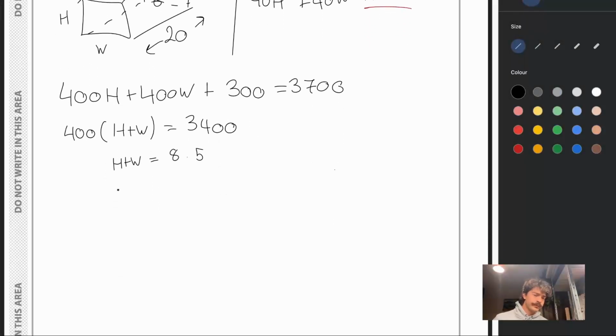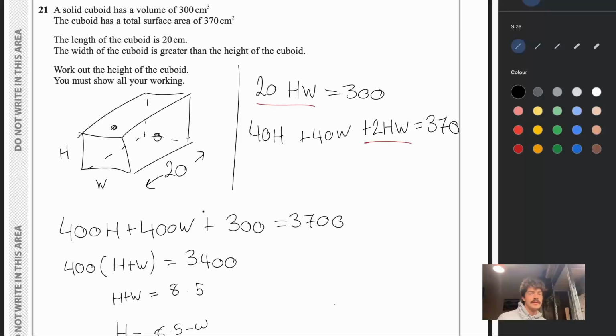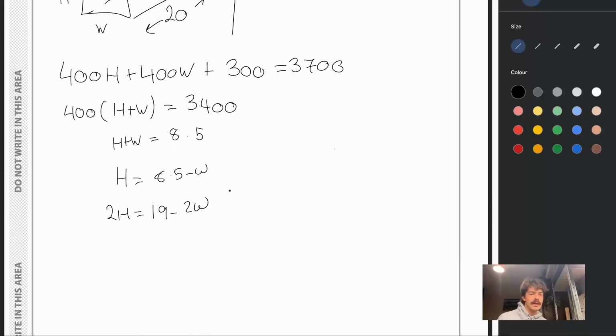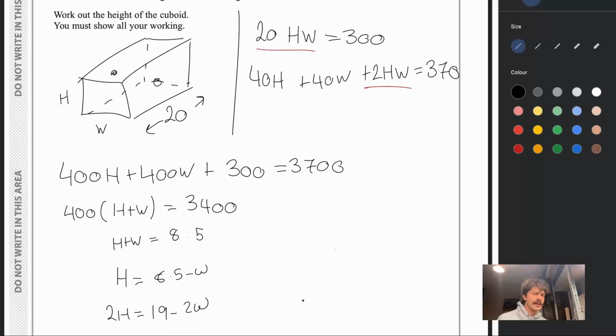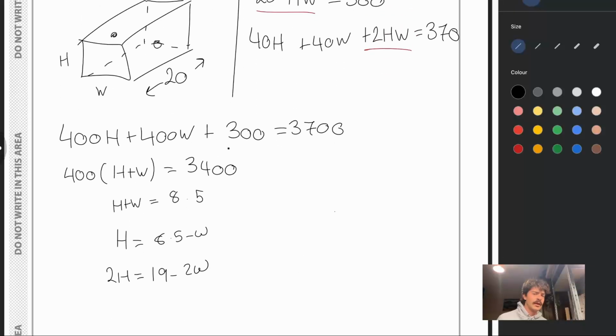So let's rearrange. h is equal to 8.5, take w, and you could actually go a little bit further and say that maybe 2h is equal to 19 minus 2w. Okay, so we're not quite there yet. We actually want to think of a way of making this work for us. And to do that, we want to substitute right the way back into our equation up here. We know that 20hw is equal to 300.